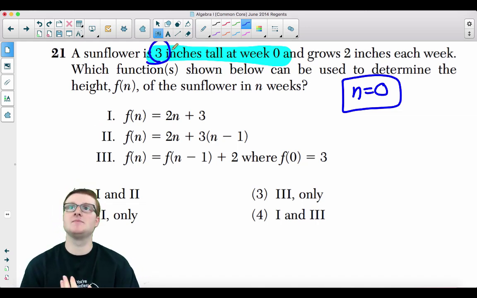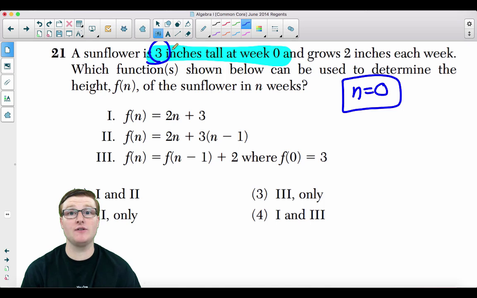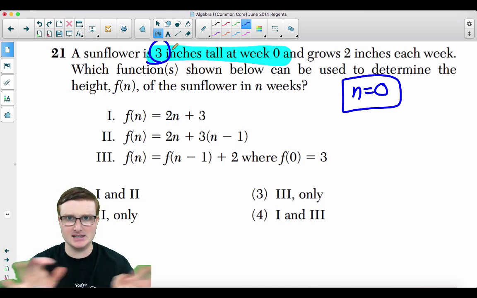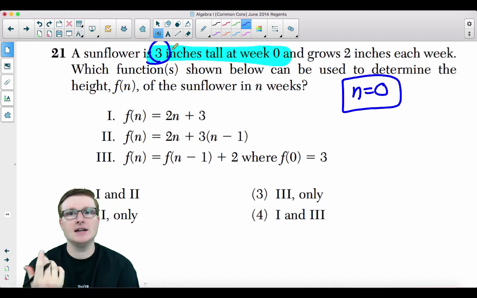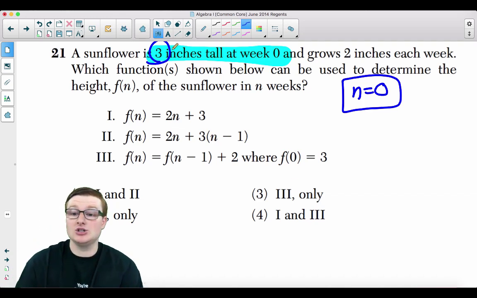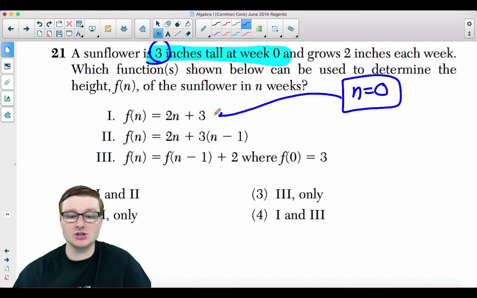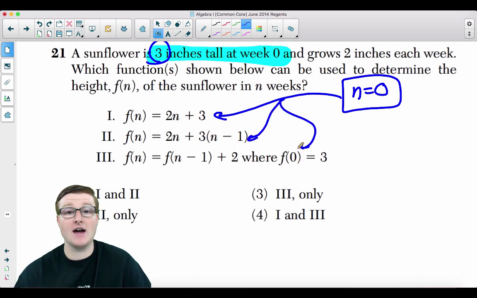Because when you buy a flower from a store, it has to be grown a little bit if you actually buy the physical flower. If you buy seeds, that's a different story. But if you actually buy a flower, it actually has a little measurement. In this case, it's 3 inches tall. So if you plug in 0 into all of these, which one will give you a value of 3?